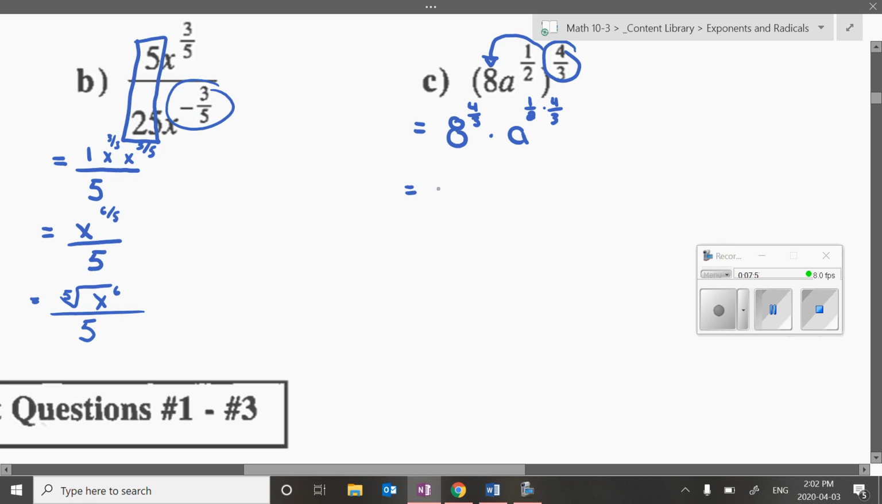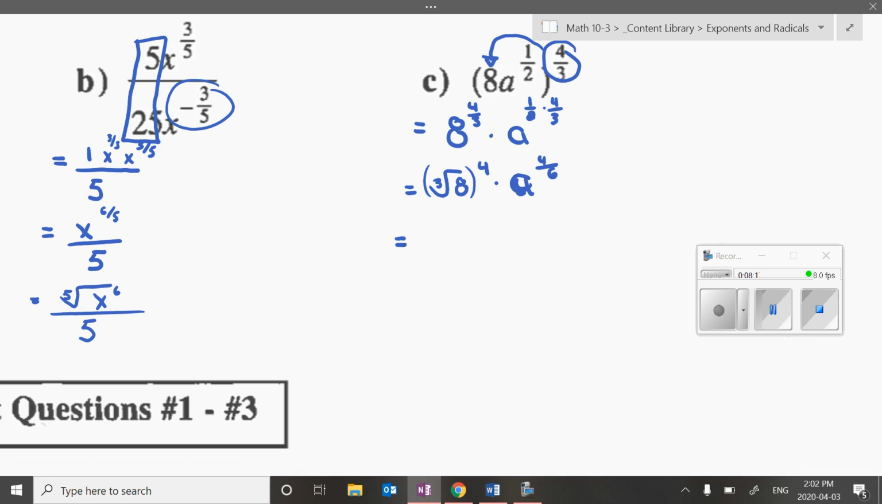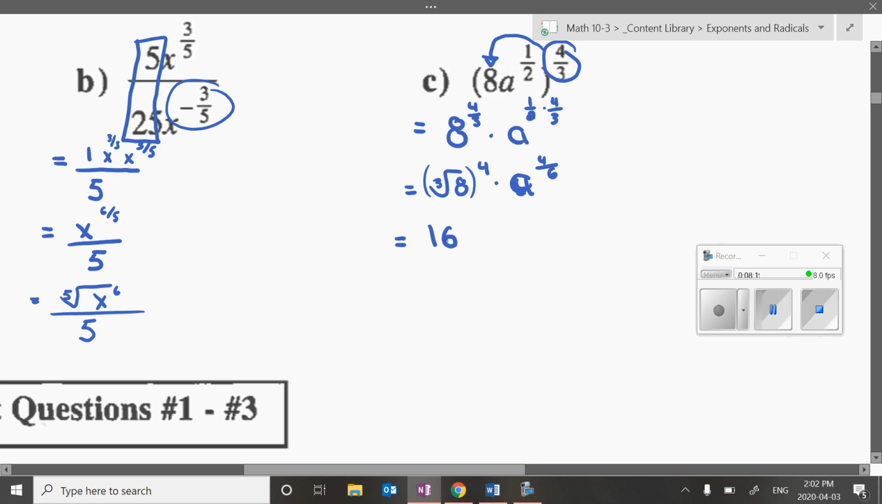So then for this first term, I'm going to get the cubic root of 8, that answer to the power of 4, times a to the power of 4 over 6. The cubic root of 8 is 2. 2 to the power of 4 is 16. Times a, I'm going to reduce that to the power of 2/3. So I get 16 times the cubic root of a squared.